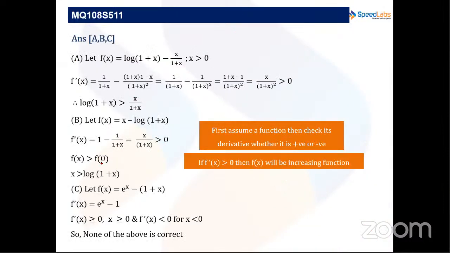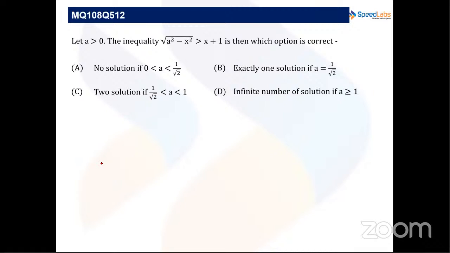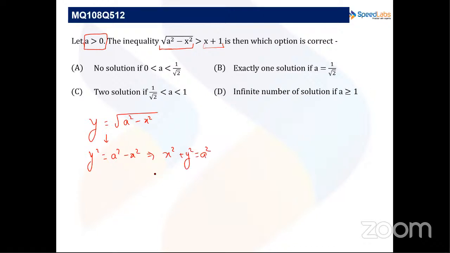Now moving to the next question. Our next question is: let a be greater than 0, then the inequality under the root a square minus x square is greater than x plus 1, then which of the following options is correct? If you rewrite it as y equals under root a square minus x square, squaring it, you will get y square equals a square minus x square, that is x square plus y square equals a square. This will give us the equation of a circle.